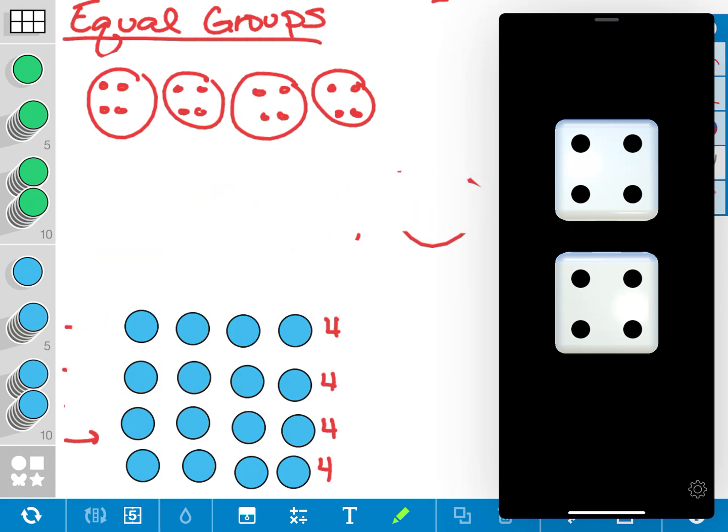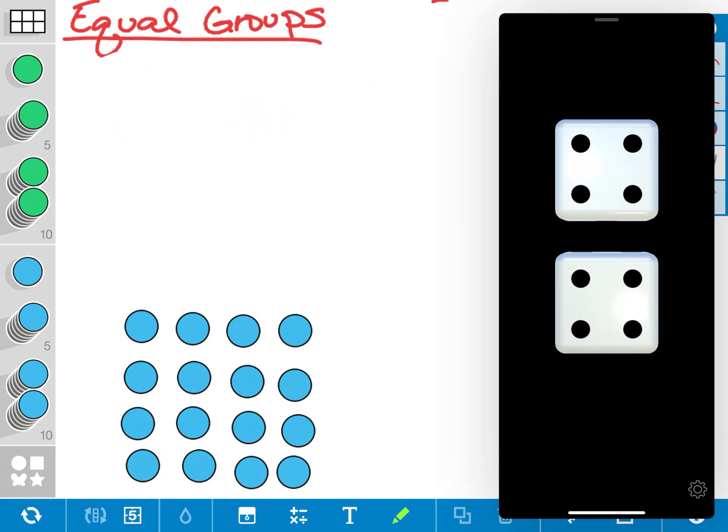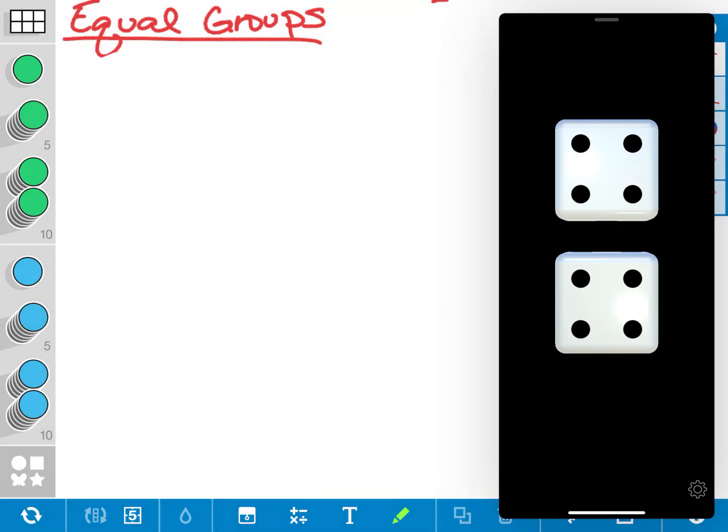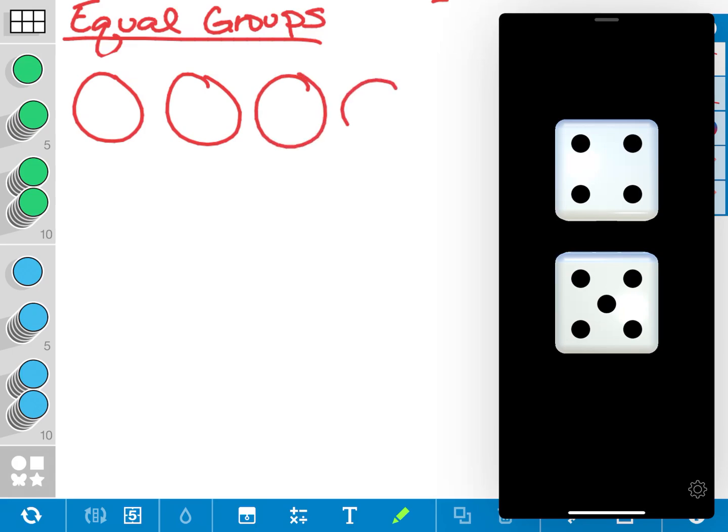Let's try one more. All right. So since I'm playing by myself, I'll roll one more time. Let's get some different numbers. 4 groups of 5. So for my equal groups, I know I'm going to have 4 groups again. I'm just going to draw those groups first. And then I have 5 in each group. There's 5.